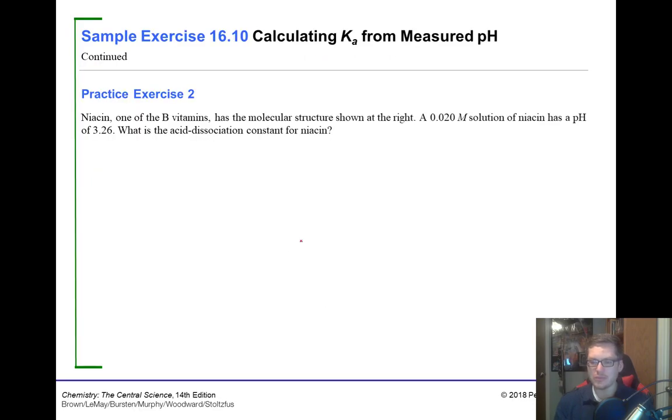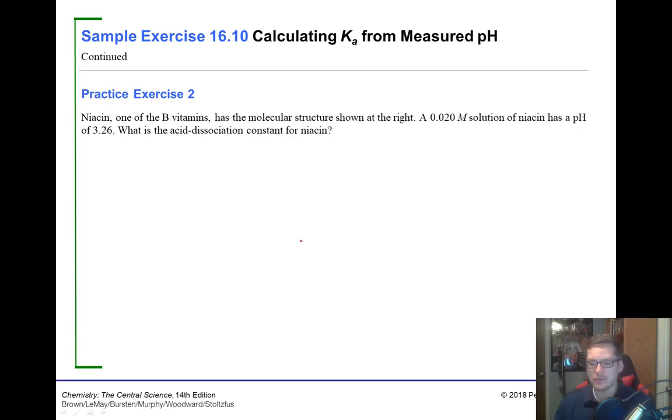Okay, oop, yeah, we don't need that. Niacin, one of the B vitamins, has the molecular structure shown at right. A 0.02 molar solution of niacin has a pH of 3.26. What is the acid dissociation constant?